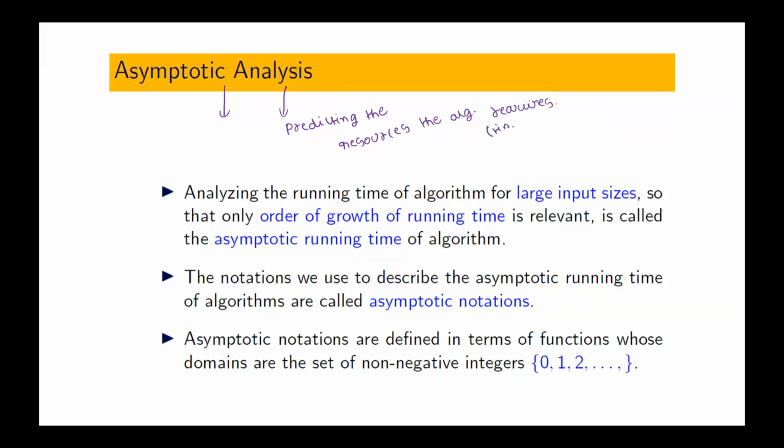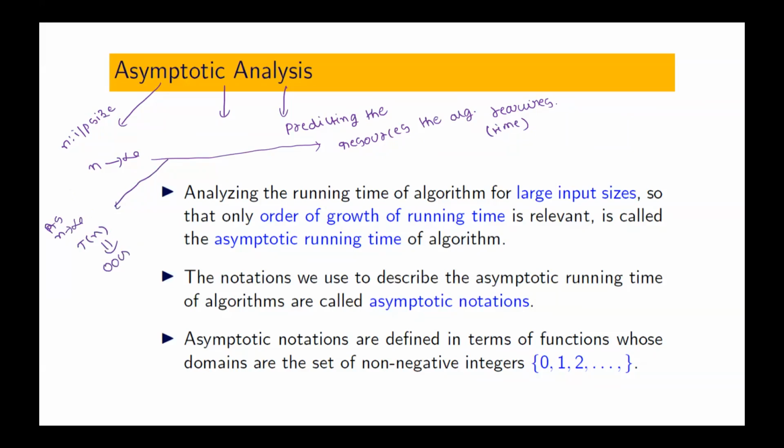Mainly we talk about time. What does asymptotic analysis of algorithm mean? When n is the input size, if we are interested in estimating the amount of resources required, then this way of analyzing the algorithm is called asymptotic analysis of algorithm. If n equals infinity, then what becomes more relevant? As n tends to infinity, T of n gives us the order of growth.